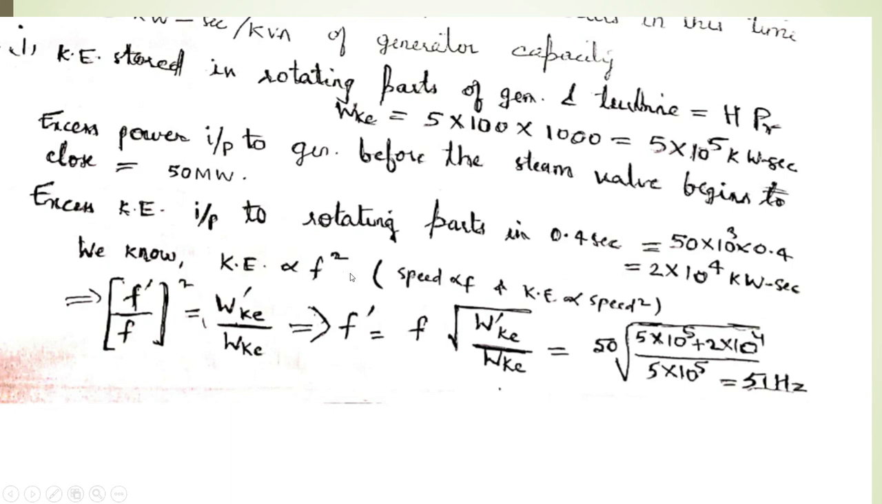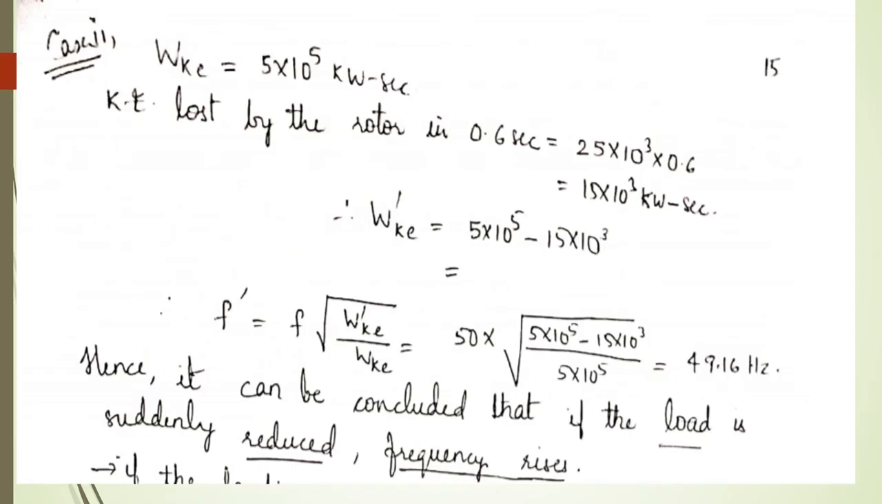Kinetic energy is proportional to frequency square. We note this. So F dash by F whole square equals WKE dash by WKE. That is, F dash is equal to F into root of WKE dash by WKE. So substitute the values here. We are going to get the F dash value as 51 Hertz.